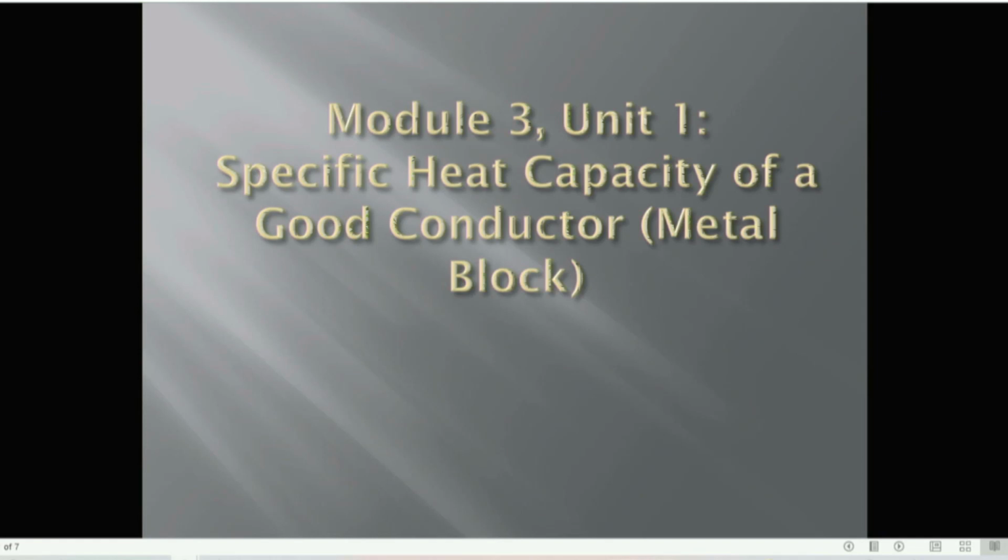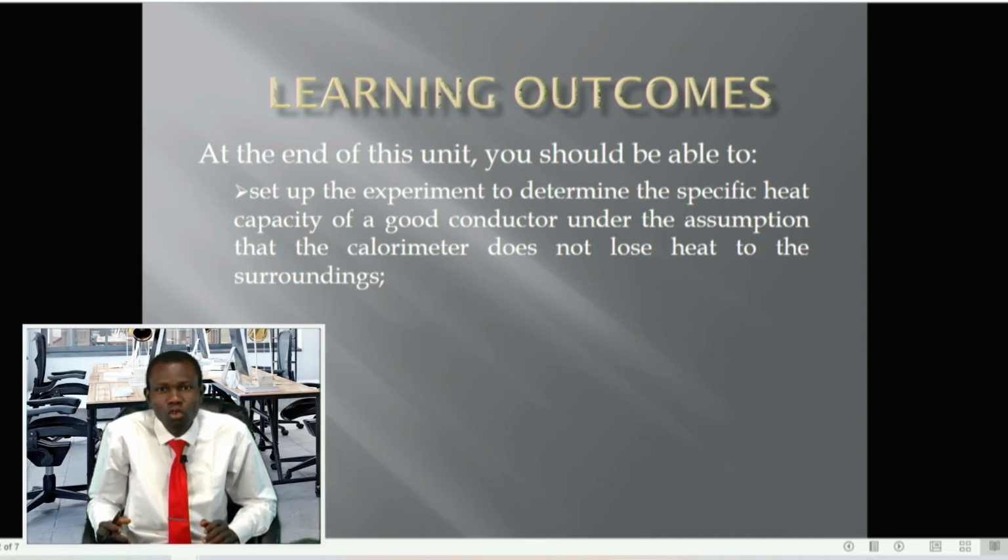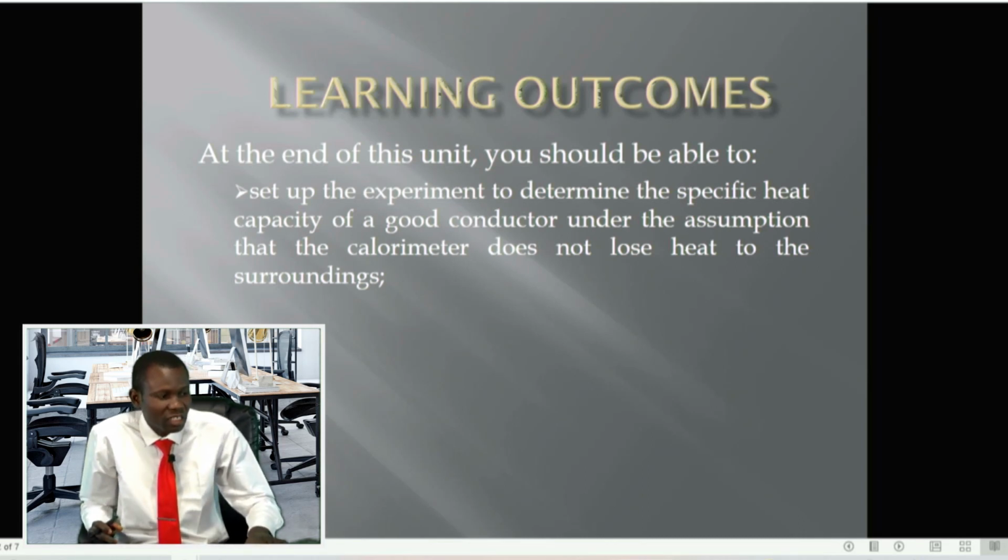In this section, we'll be considering the specific heat capacity of a good conductor, using a metal block as an example. At the end of this unit, you should be able to set up the experiment to determine the specific heat capacity of a good conductor under the assumption that the calorimeter does not lose heat to the surroundings.